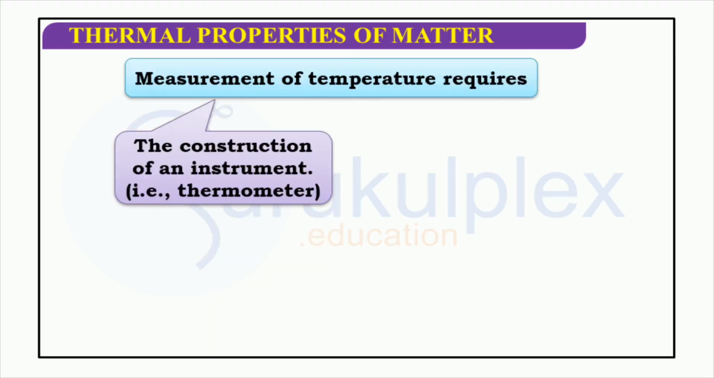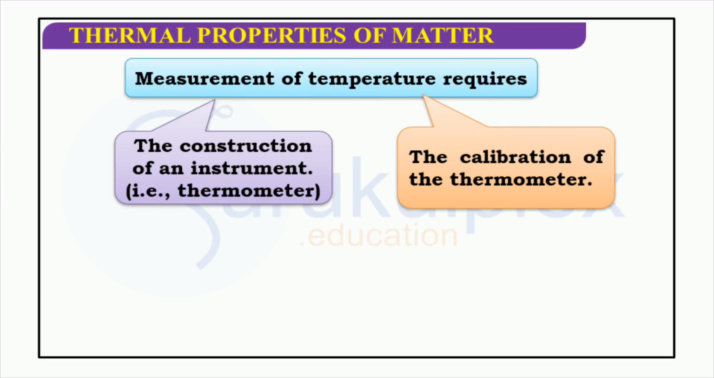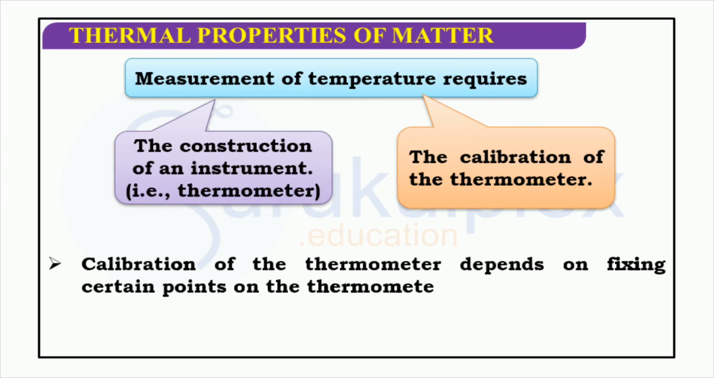Measurement of temperature is a crucial factor when it comes to getting accurate readings. In order to make sure that readings are accurate, a thermometer must be calibrated to establish certain points. This requires the construction of a specific instrument in addition to calibrating the thermometer. When this is done, it can then provide exact temperature readings.